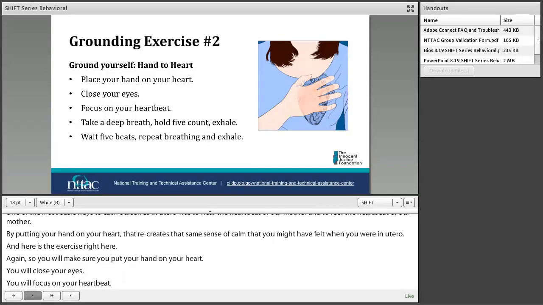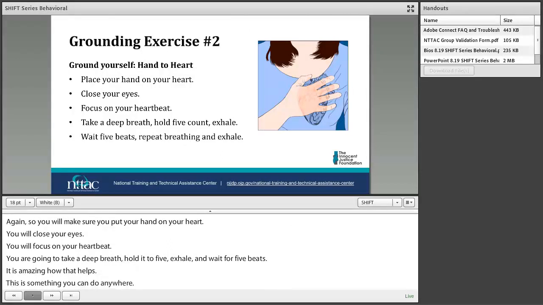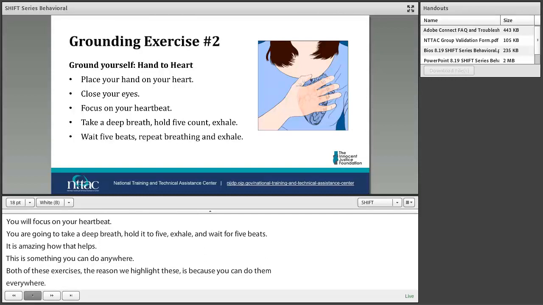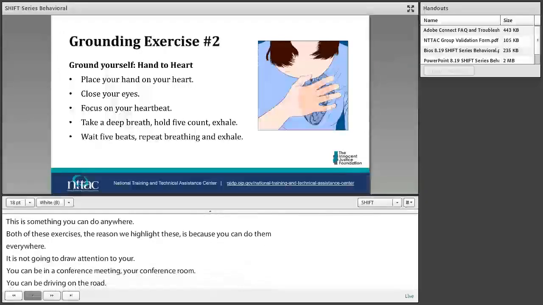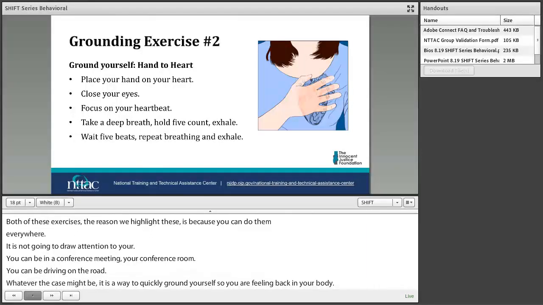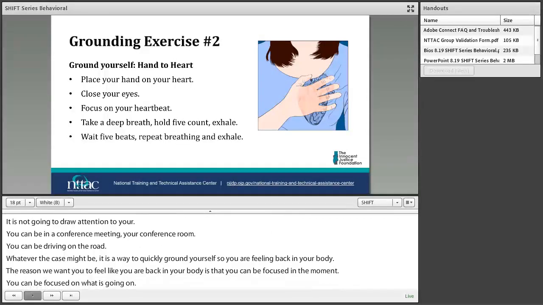Both of these exercises, the reason that we highlight these is because you can do them everywhere. It's not going to draw attention to you. You could be in a conference room. You could be driving on the road. Whatever the case might be, it's a way to quickly ground yourself so that you're feeling back in your body. And the reason we want you feeling back in your body is so that you can be focused in the moment and on what's going on. It helps you to be aware of what's happening around you, and not be so dragged down by the vicarious trauma situation that keeps popping up.